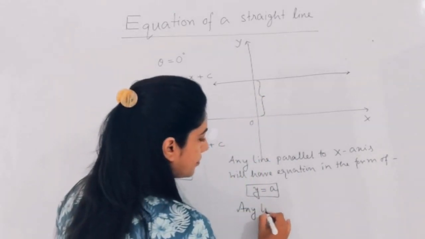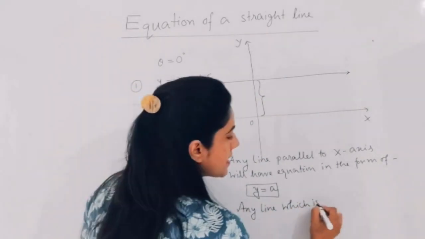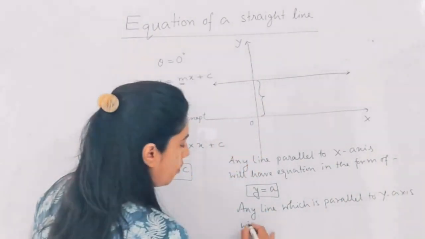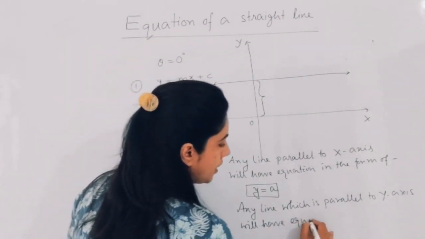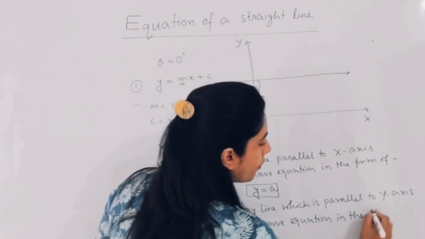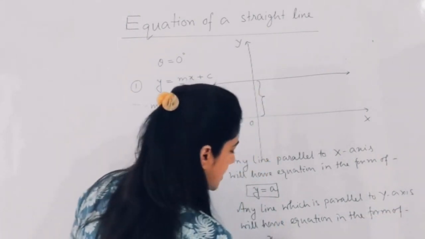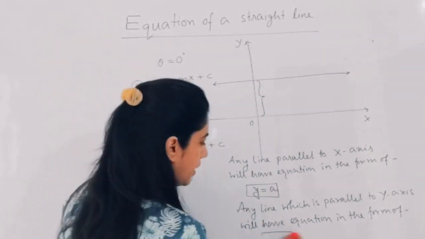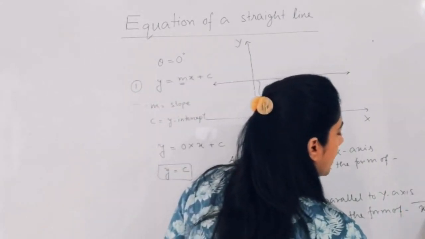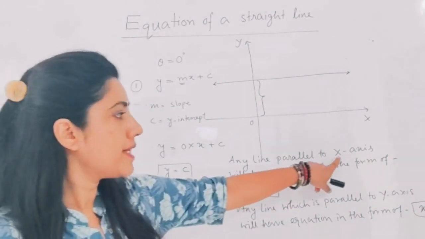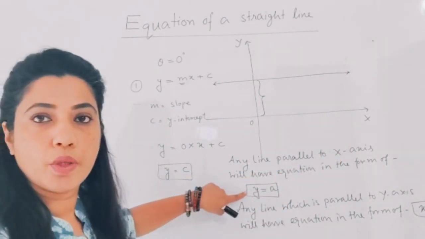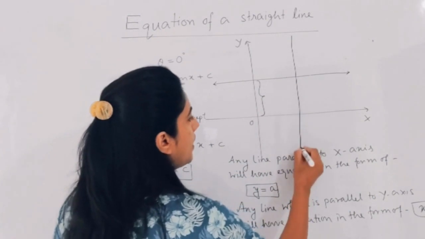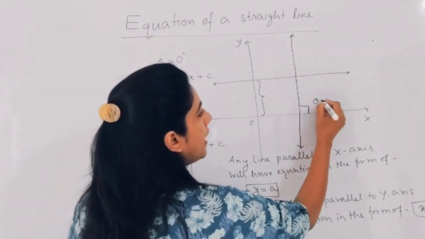Similarly, any line which is parallel to the y-axis will have an equation in the form of x is equal to b. It is not seen over here, I'll write it over here, x is equal to b. So any line which is parallel to the x-axis will have the equation in the form of y is equal to a, and any line which is parallel to the y-axis, that is if the line is like this, in this case your theta is equal to 90 degree.